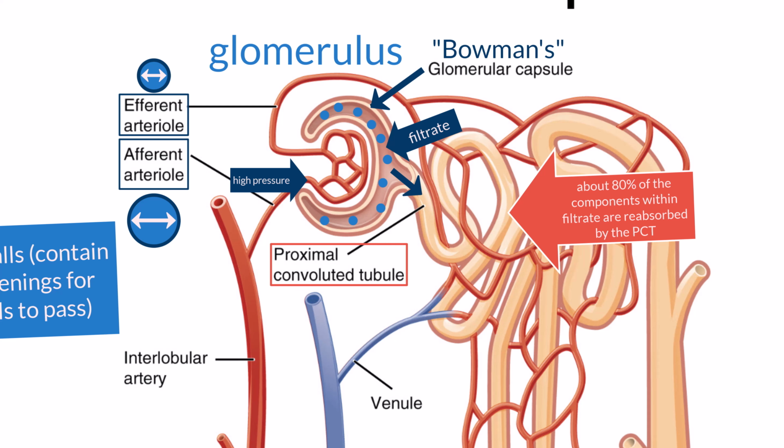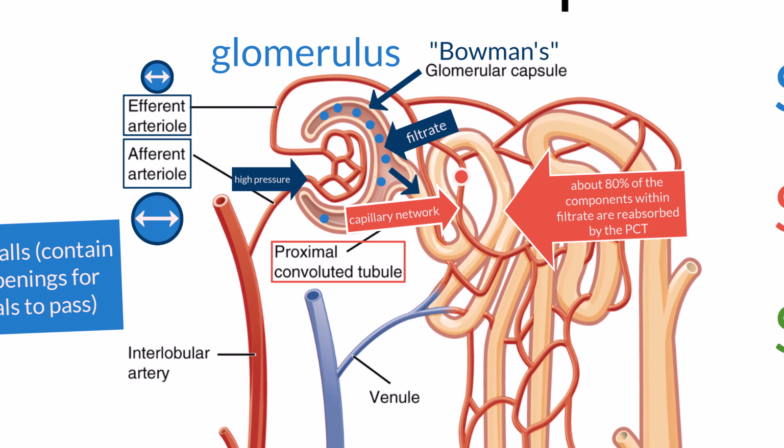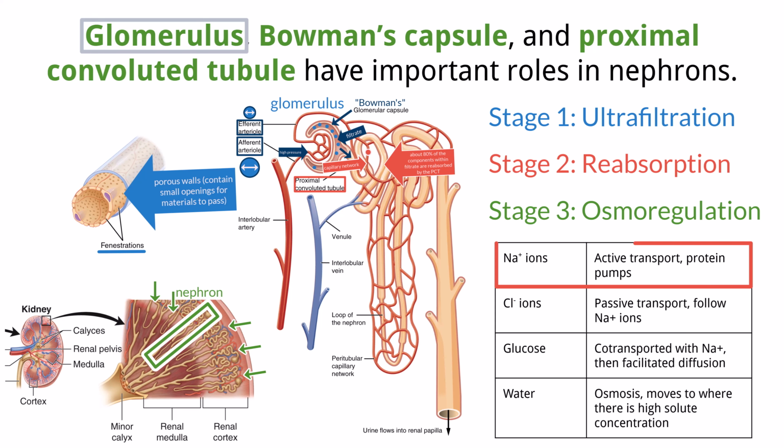Notice surrounding the PCT is a network of capillaries, or very thin blood vessels. These allow substances to be reabsorbed directly into the bloodstream. This close contact allows for efficient exchange between the nephron and blood, ensuring that essential substances return to circulation. Sodium ions are reabsorbed via active transport with protein pumps. Chlorine ions will then follow by diffusion, because of the electrical gradient created by the pumping of sodium.